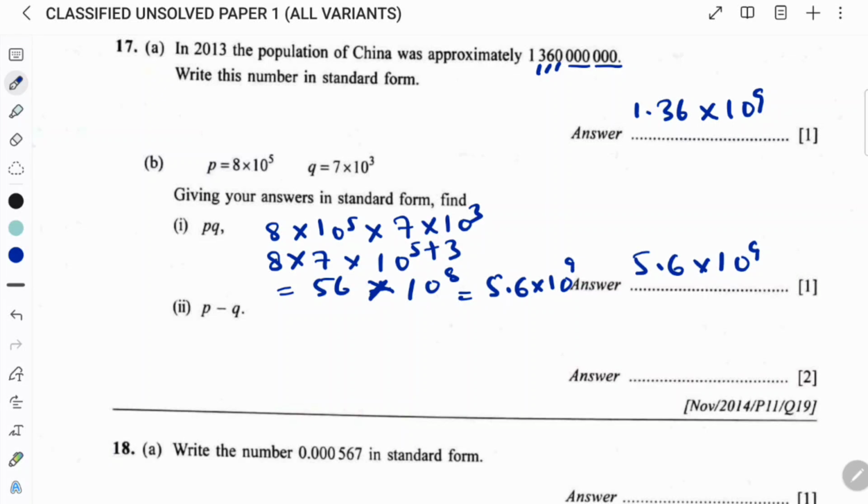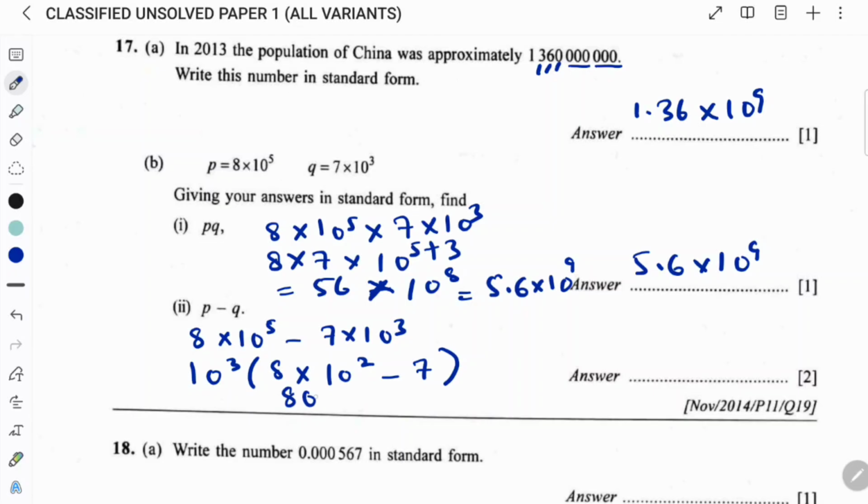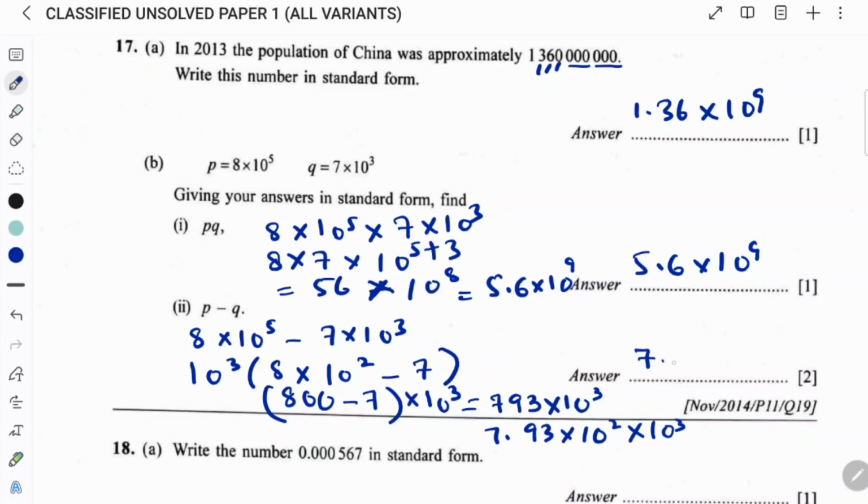Now a subtraction question. You take the power common here. P is 8 into 10 to the power 5 minus 7 into 10 cube. 10 to the power of 3 is common, 8 into 10 square left, minus 7: 800 minus 7 means 793, into 10 cube. 7.93 into 10 square, and 10 cube. 793 in standard form is 7.93 into 10 square. So 7.93 into 10 to the power 5 is the answer for this question.